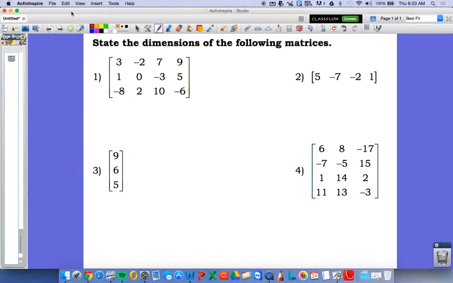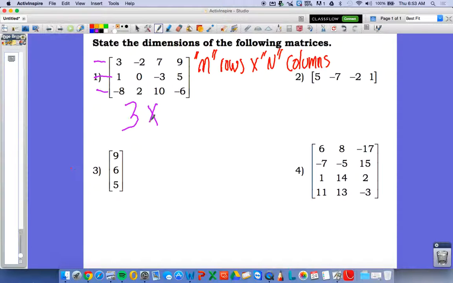So any of these matrices have m number of rows times n number of columns. That's what it's saying when it's asking you to state the dimensions of a matrix. So if we look at this first matrix here, let's count the rows, and these are the rows, like across. So that has 3 rows, so the first dimension is 3, and it's a 3 by, well, let's see, how many columns? 1, 2, 3, 4 columns. So that first matrix is a 3 by 4 matrix.